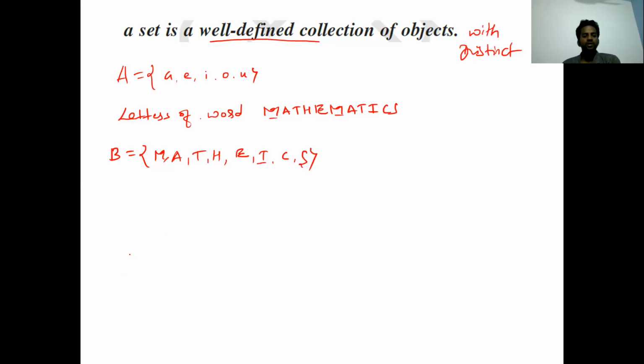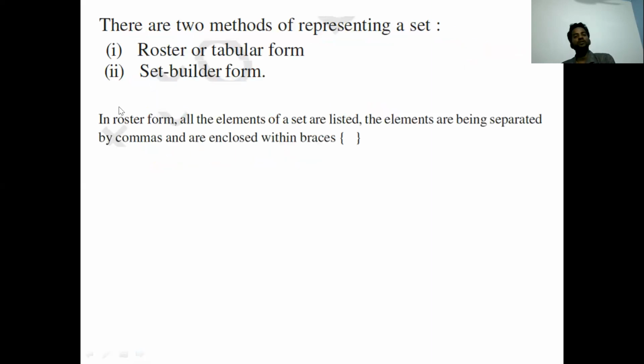So sets can be denoted by different representations. There are two methods of representing a set. The first one is roster or tabular form, and the second one is set builder form. We'll discuss the first one, roster form. Roster form means all the elements of a set are listed within two braces. Within two braces, we call it a roster or tabular form.